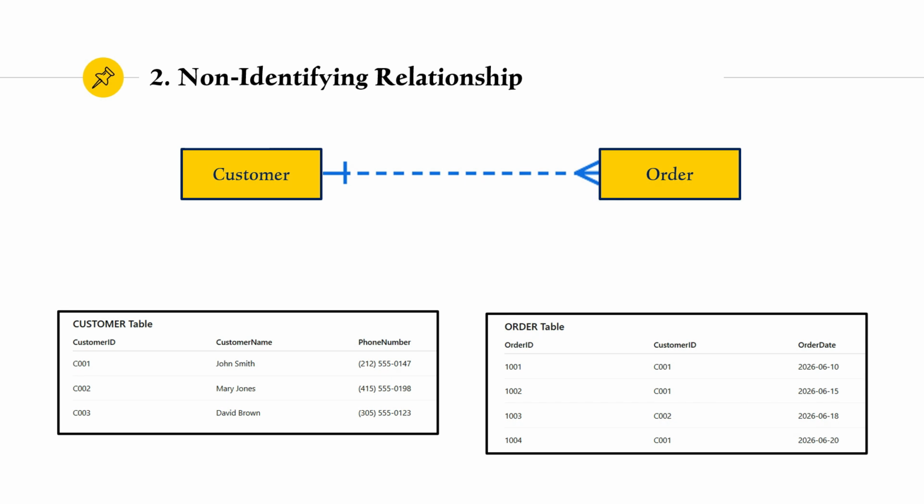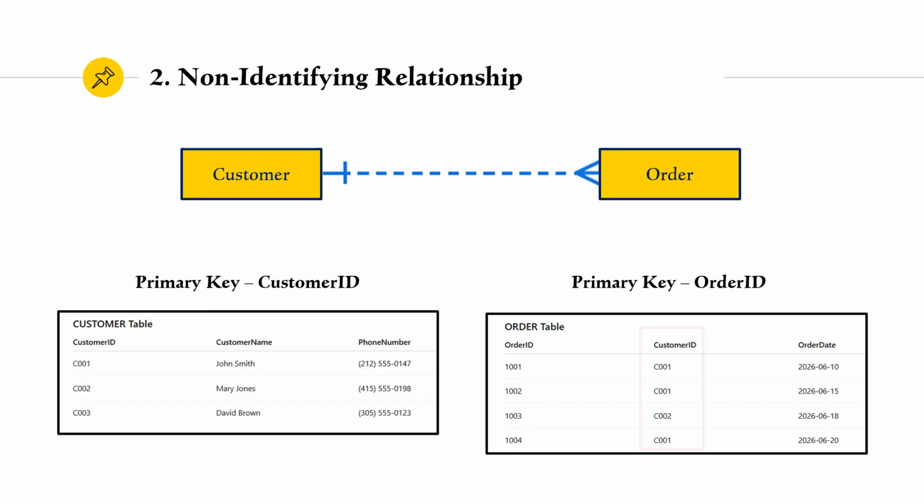Now let's look at another example. Consider the relationship between customer and order. In this case, customer is the parent entity and order is the child entity. The customer table has customer ID as its primary key, and the order table has order ID as its primary key. Now, unlike our previous example, the parent table's primary key, which is customer ID in this case, is not part of the order table's primary key. The order can be uniquely identified using order ID alone.